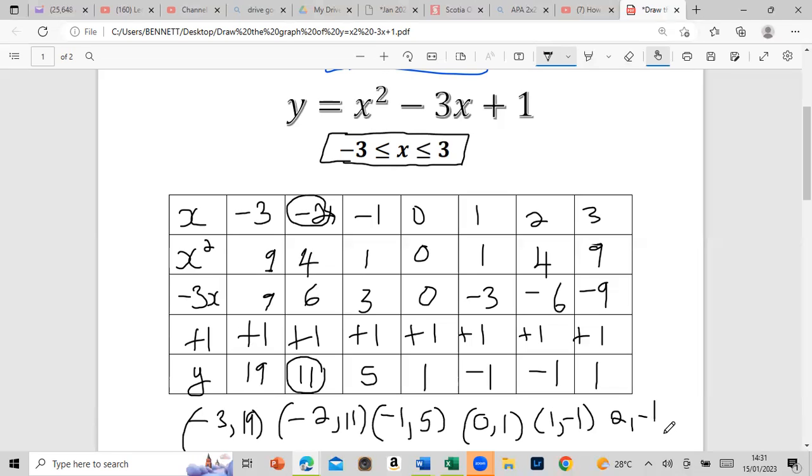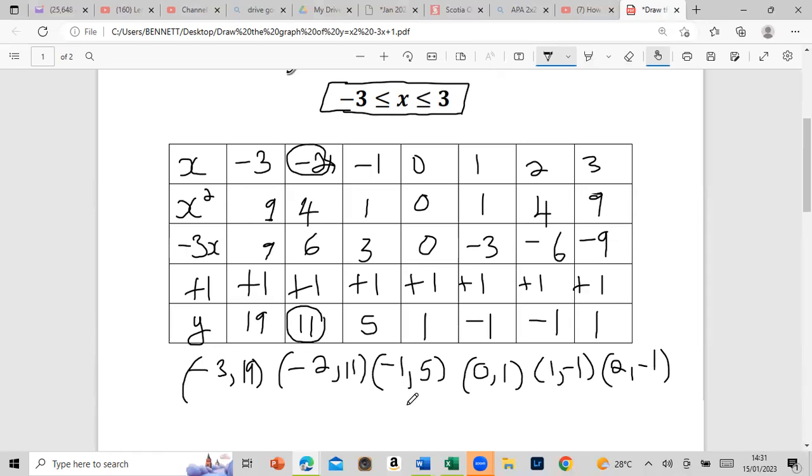Guys, what I want you to do is get your graph leaf and plot all of these points and see what you get. Tell me the result in the comment section.